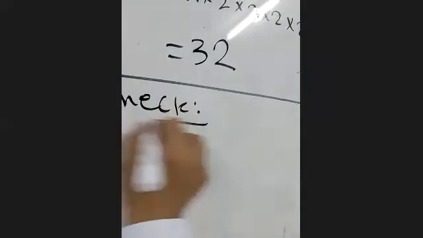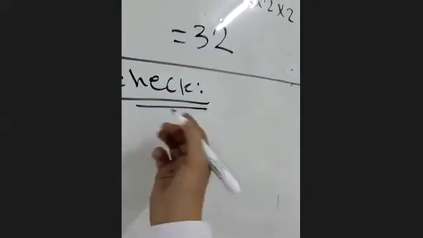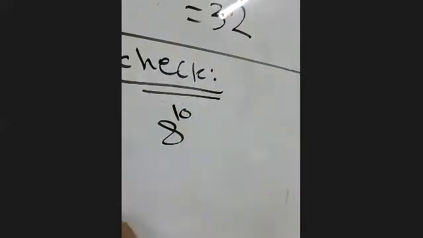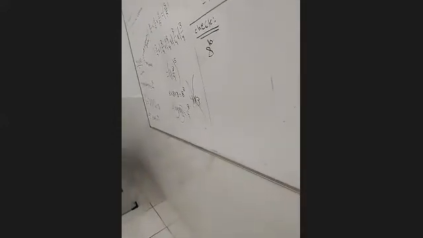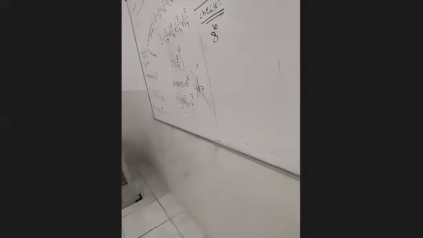So the check, guys. We have 8 multiplied by itself 10 times. How do we write it as an exponent? As Muhsin said, 8 to the power 10. Write it, guys.